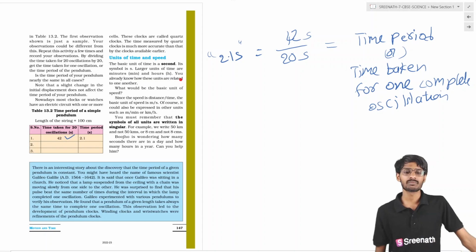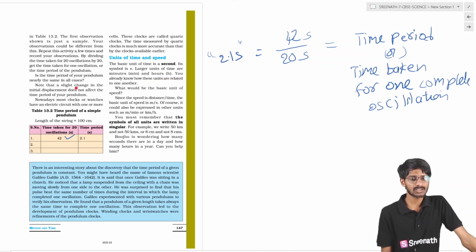So that is the thing, students. This is the time period. Note that a slight change in the initial displacement does not affect the time period of your pendulum, students. Nowadays, most clocks or watches have electric circuits with one or more cells. So our advanced watches have electric circuits. These clocks are called quartz clocks. Quartz clocks have electric circuits.